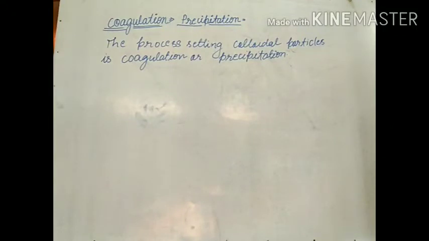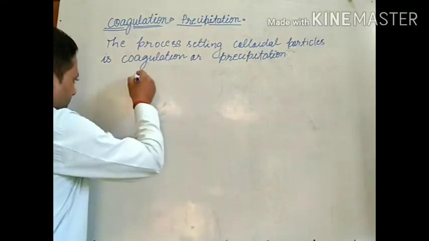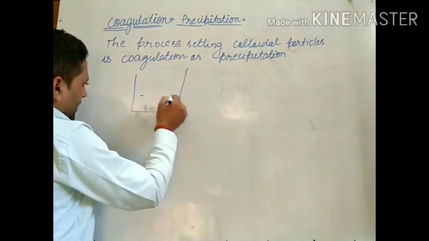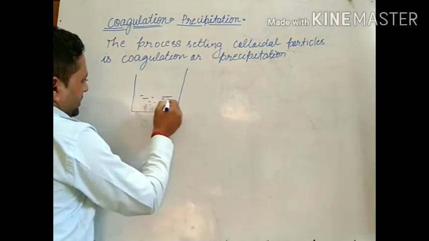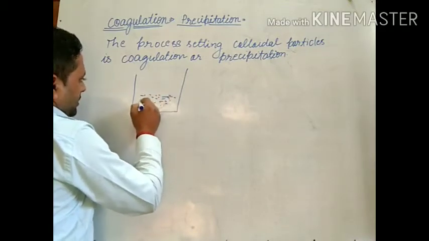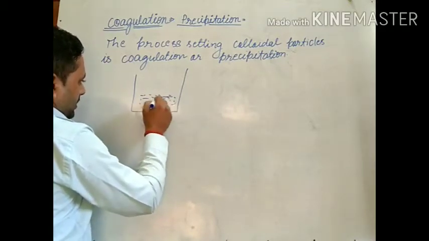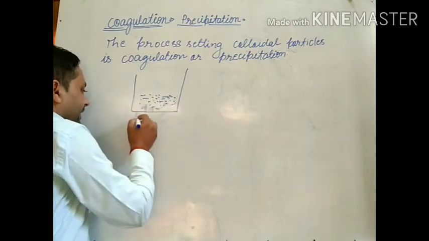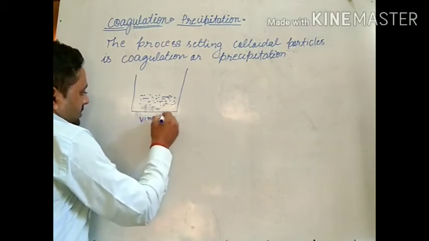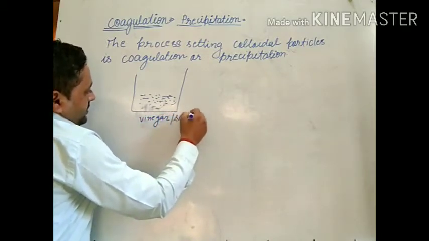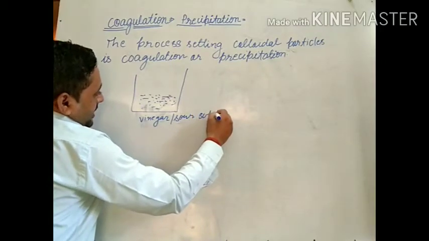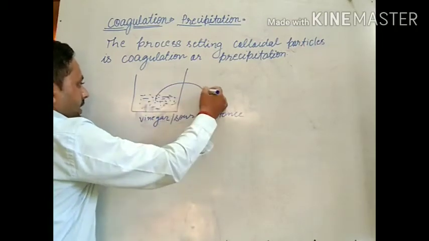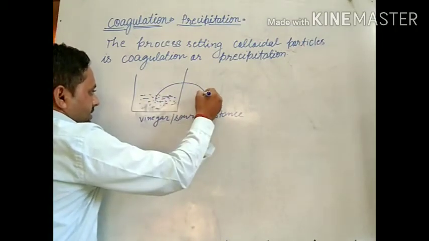Precipitation means the process of settling. If I take a colloidal solution, like milk, and when we add a little vinegar or a sour substance like lemon to it, its particles coagulate and change their shape like this.